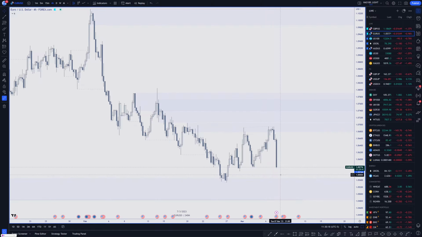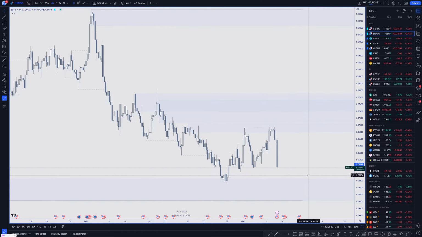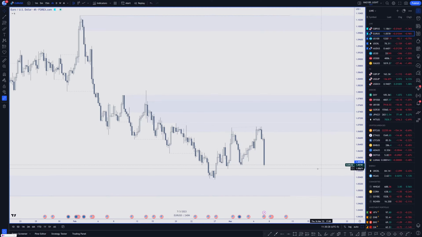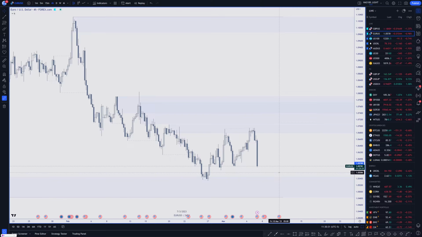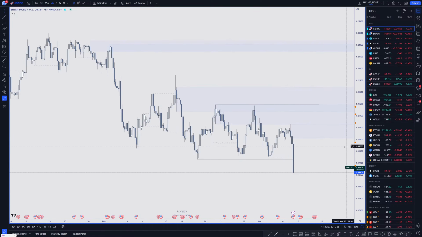So what I'm going to do is go through all of the different pairs first, and then we can look at the recent price action of each of them. So what's the next one on the list? Well, if you guys don't already know, of course, it's going to be the pound dollar, which is also known as cable. So let's click on that, GBP USD.